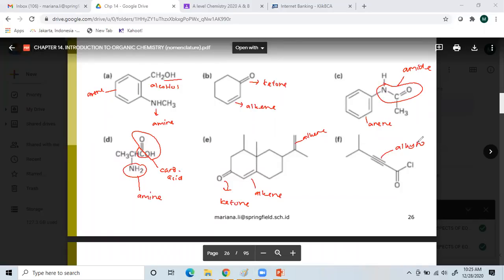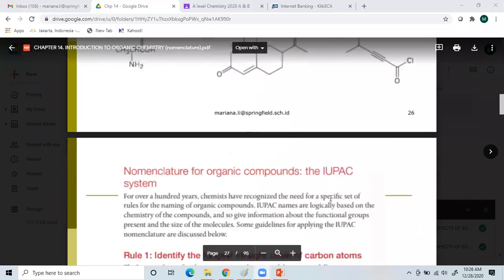Alkyne. This is C triple bond C. And then this we call acyl halide, but you will see this at A level, not now. But since it is a pair, I just want you to know that this we call acyl halide. Okay, we will learn this in your A level time. Okay, so that's all about functional groups.